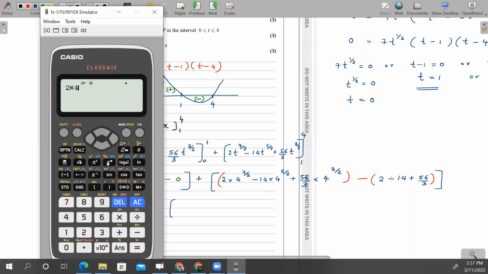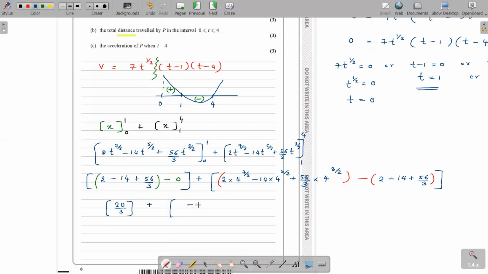2 into 4 to the power 7 over 2 minus 14 into 4 to the power 5 over 2 plus 56 over 3 into 4 to the power 3 over 2. Sorry, I had not given the power here. This gives me minus 128 over 3. Are you okay with that?